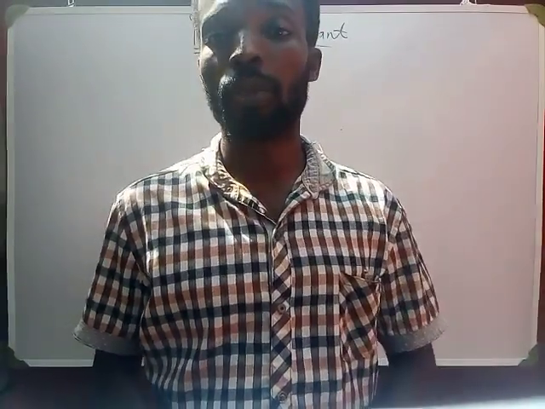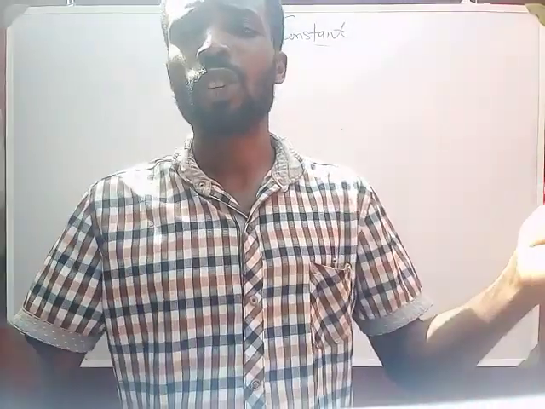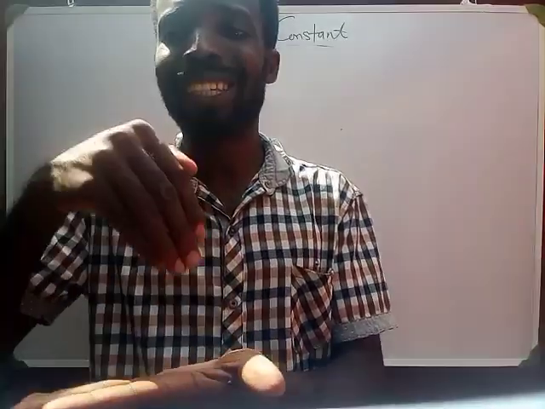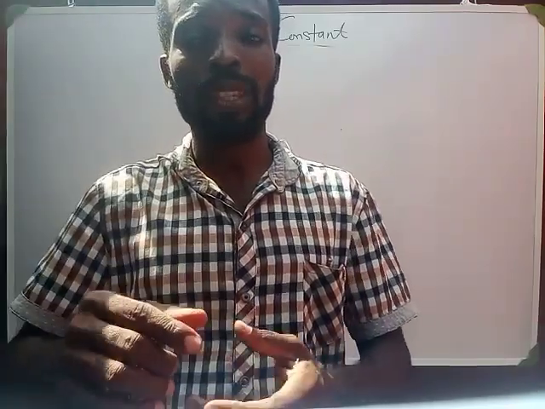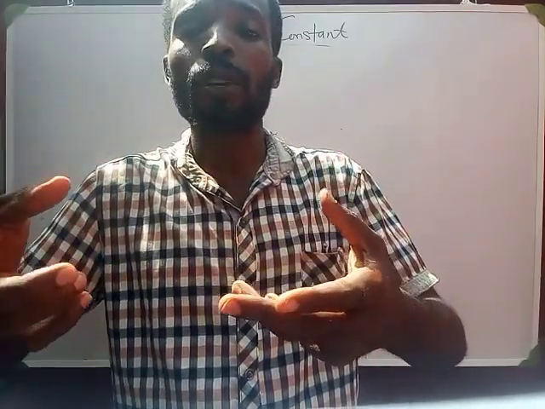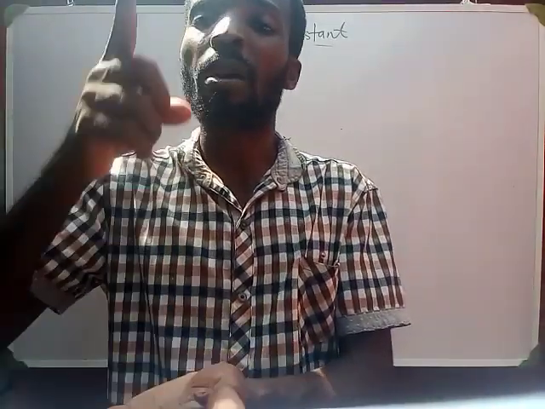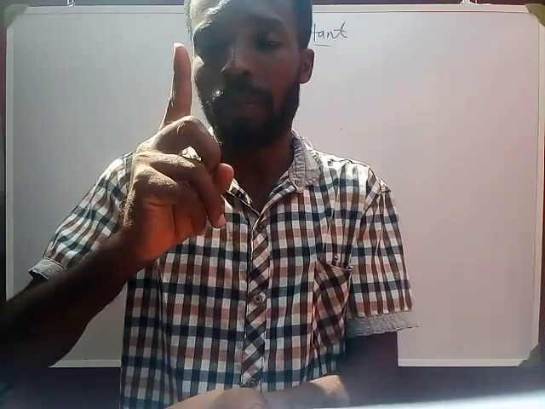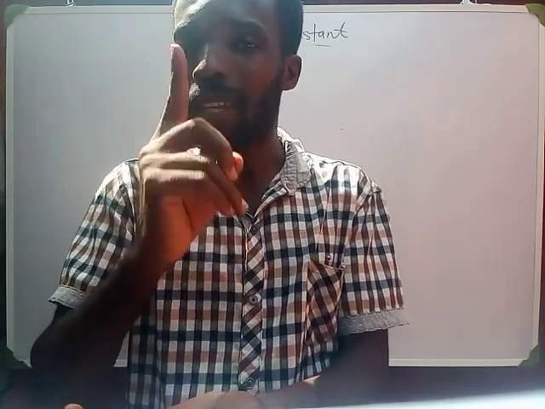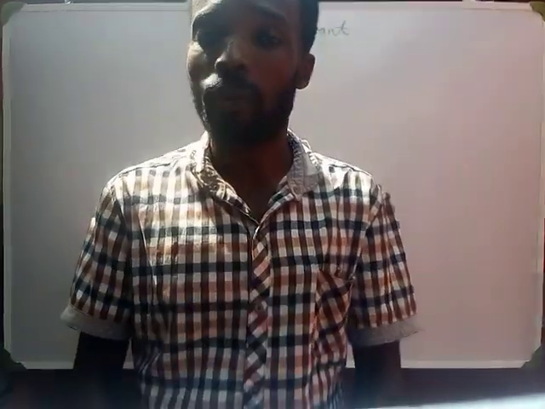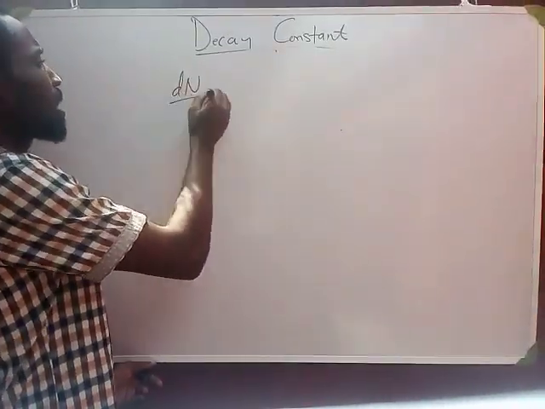So today I'll be discussing the decay constant. What is the decay constant? The decay constant of a radioactive atom is the instantaneous rate of decay per unit atom of the radioactive element. Now we are looking at per unit atom. Are you getting me? That element could be made up of a lot of atoms. So the instantaneous rate of decay per unit atom. The emphasis is on per unit atom of that radioactive element. Are you getting me?